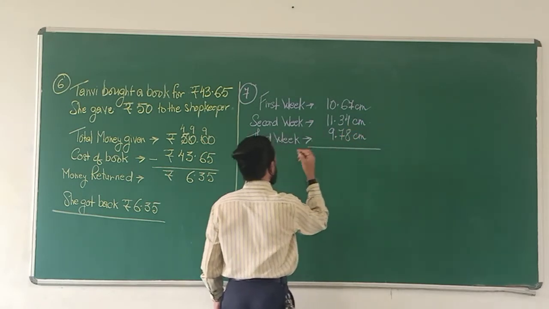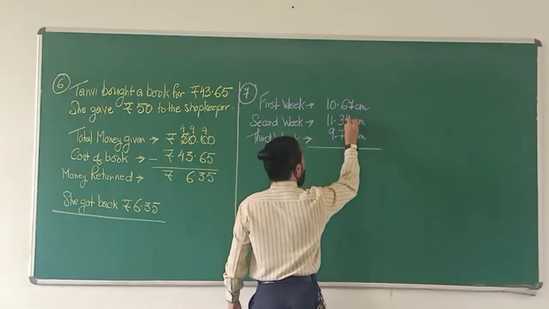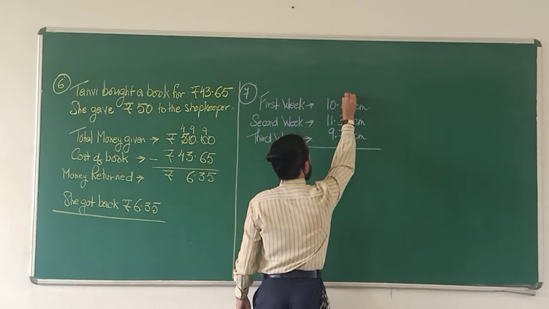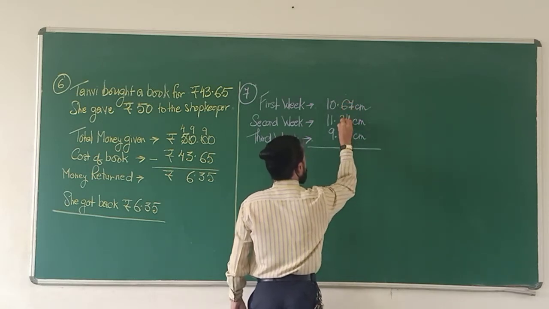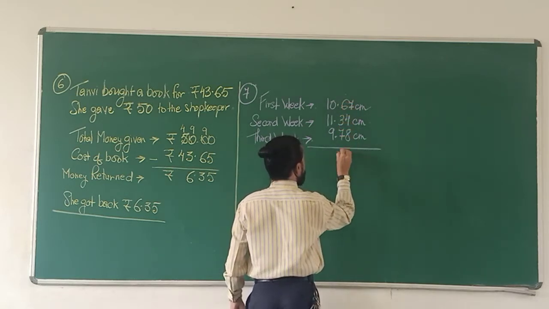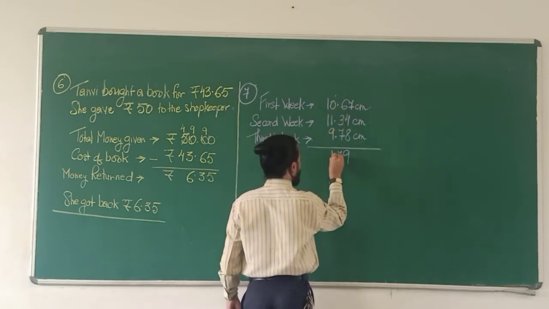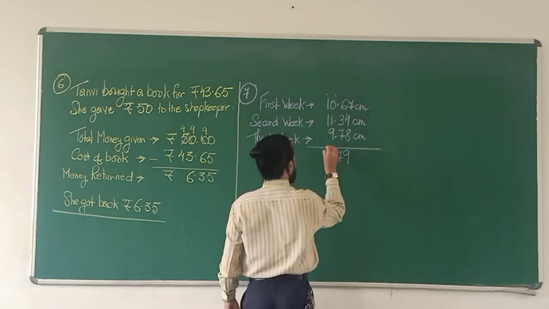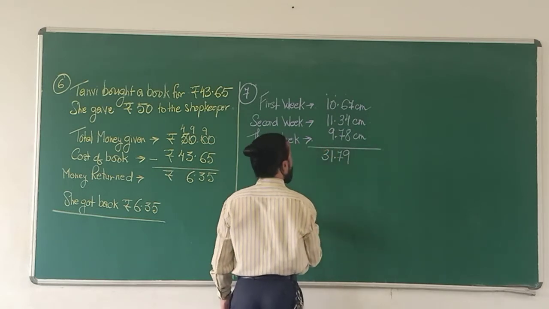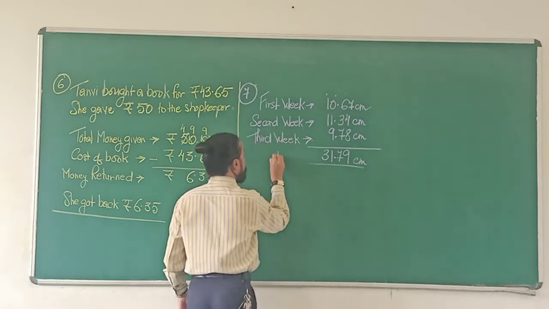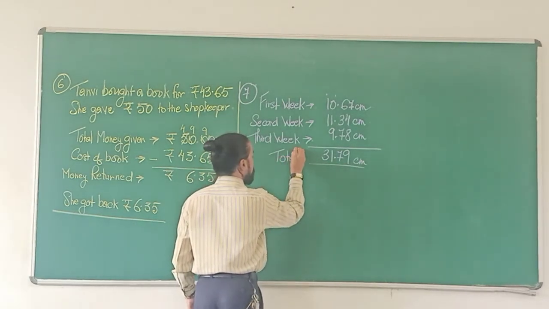They've asked the total, so I have to add 7 and 4, 11. 11 plus 8, 19. 6 and 1, 7, 7 and 3, 10 and 7, 17. 1 and 1, 2, 2 and 9, 11. Point under point, carry 1. 1 and 1, 2 and 1, 3. 31.79 centimeters. So this is the total.